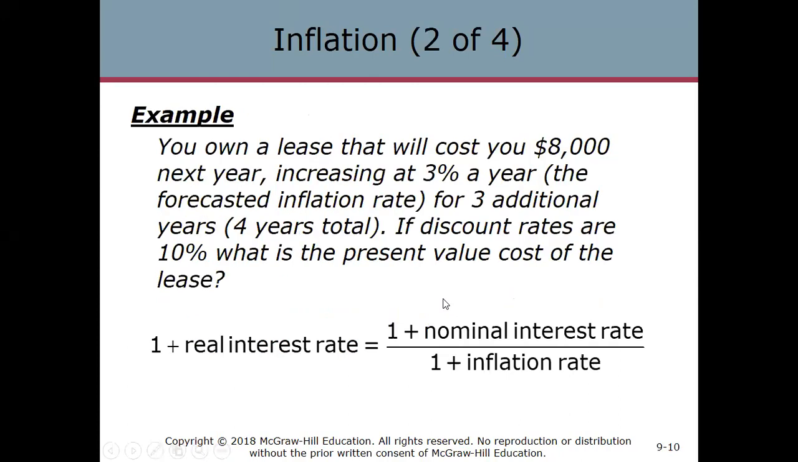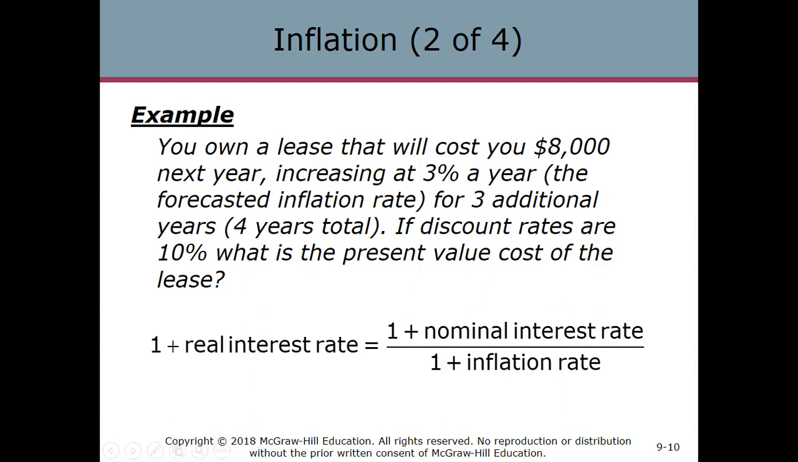So, example, you own a lease that will cost you $8,000 next year, increasing at 3% a year, which is our forecasted inflation rate for 3 additional years, 4 years total. If discount rates are 10%, what is the present value cost of the lease? Now, there are 4 years. However, if we make the analysis at the end of a certain year, that would equate to 3 more years, since the $8,000 will be for the next year from our analysis at the end of a certain year. So I will give you a minute to analyze this one and make sure to pause this video.